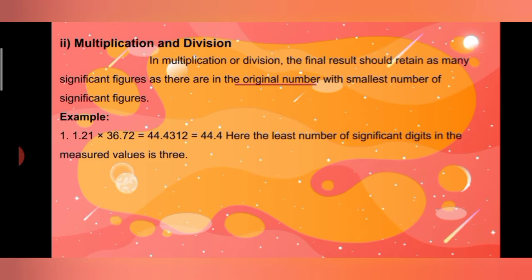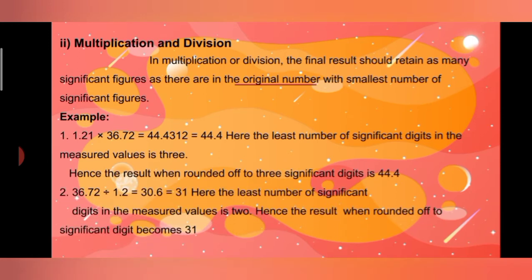Here the least number of significant digits in the measured values is 3, hence the result when rounded off to 3 significant digits is 44.4. Then example 2: 36.72 divided by 1.2 gives 30.6. Here 31 is the value, because the least number of significant digits in the measured values is 2. Hence the result when rounded off to 2 significant digits becomes 31.